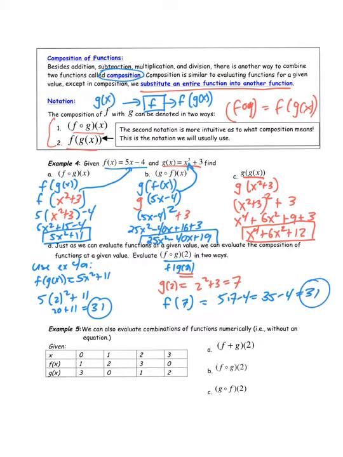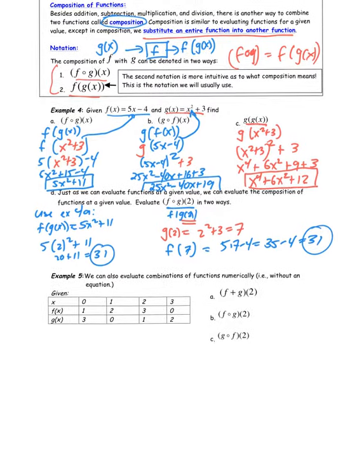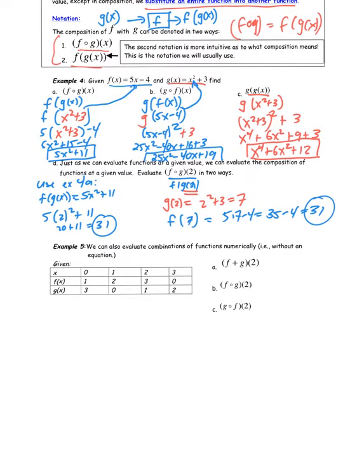In example 5, we are not given an expression for the functions. We're not given an equation, but we can still evaluate combinations of functions numerically. Here we're given a table. So the way this table works is x is the top row, and then we're given specific values for f and g of x. So in the first one, we're trying to find f plus g of 2. This is addition, so we need to find f of 2 plus g of 2.